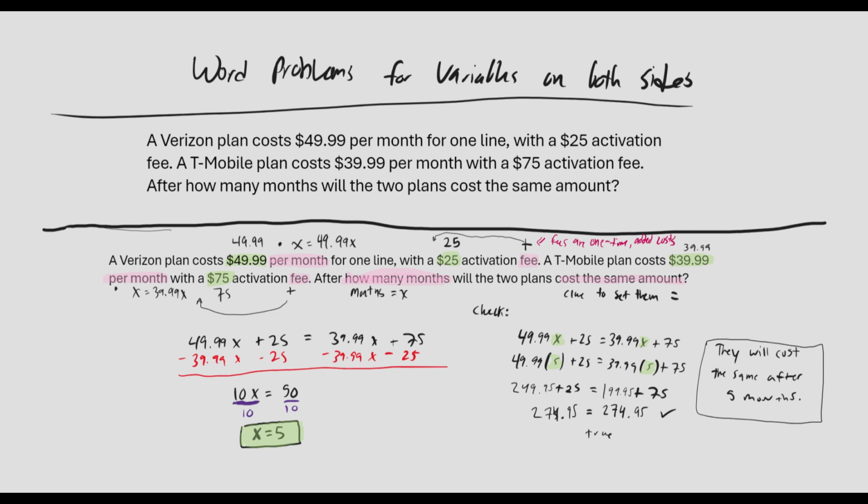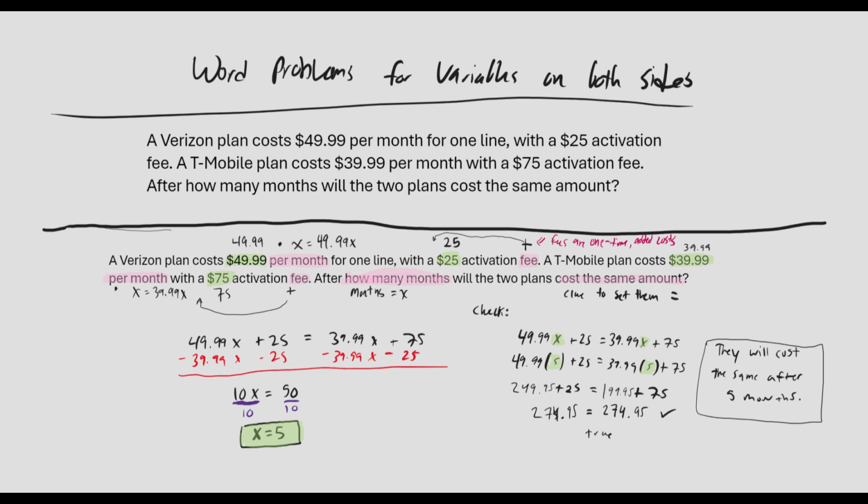A Verizon plan costs $49.99 a month for one line with a $25 activation fee. A T-Mobile plan costs $39.99 a month with a $75 activation fee. After how many months will the two plans cost the same amount? When we look at this problem, we'll highlight the numbers and the operative words. The big key is when you see that they're costing the same amount in the wording, you know you're going to be having two expressions equal to each other.